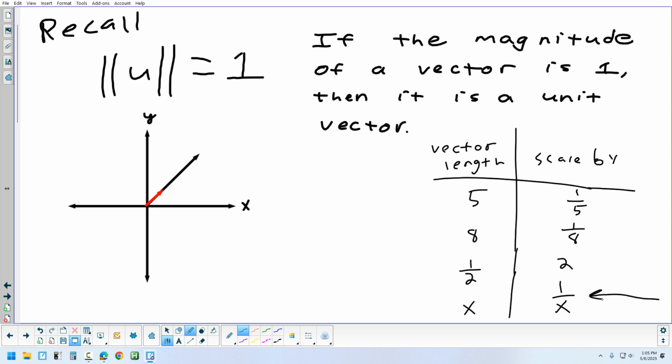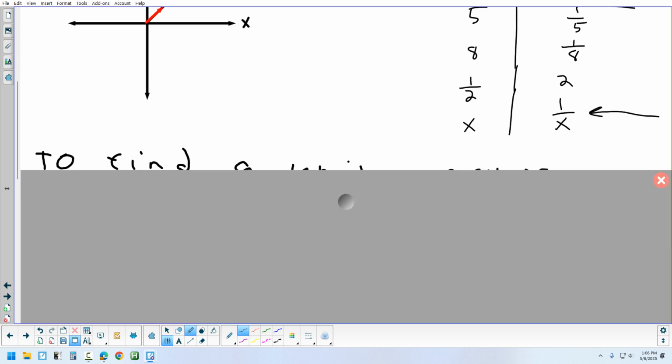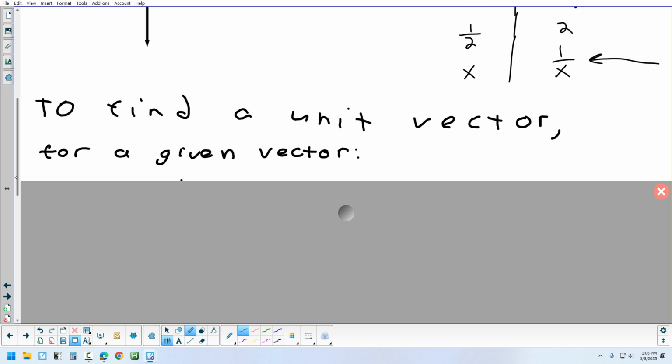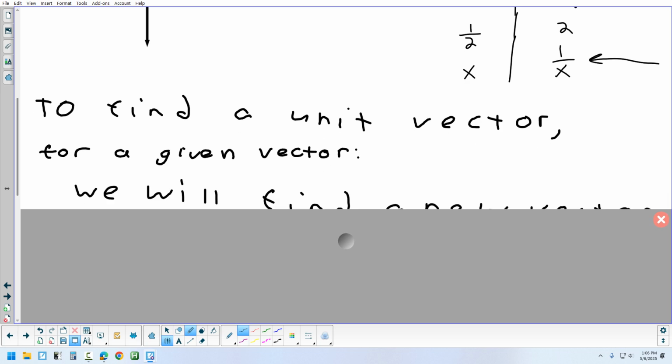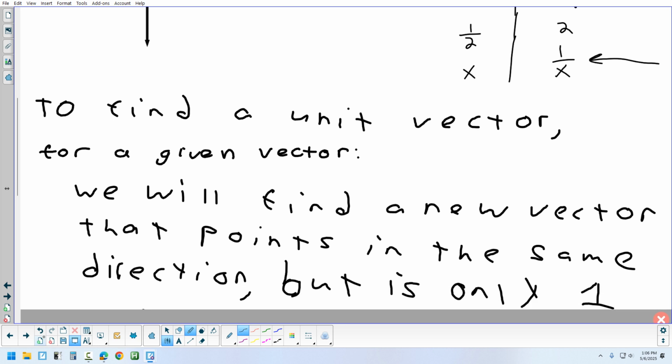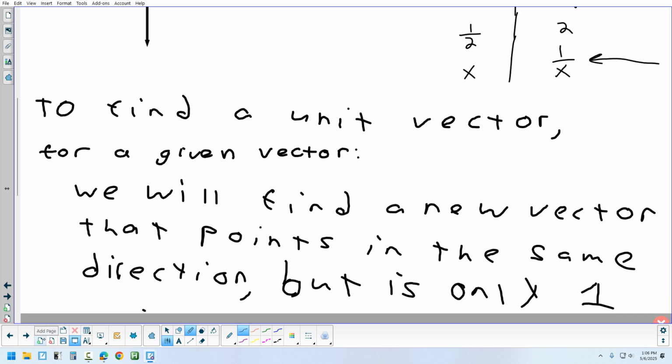So let's write that down. To find a unit vector, if I just give you a random vector, what we're doing is finding a new vector. We're not changing the direction of it. All we're doing is lengthening it or shortening it to force it to be 1 unit long. Do we change the direction? No, we're not changing the direction. All you can do is lengthen it or shorten it to make it 1 unit.